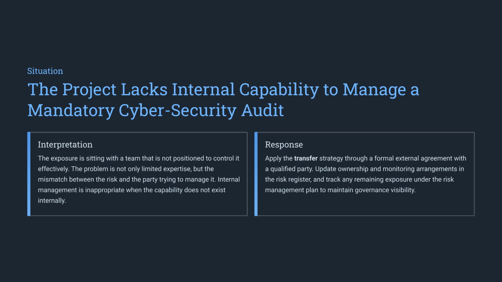When a project lacks internal capability for a mandatory audit, don't force it. The appropriate response is a transfer strategy. Formally engage a qualified third party and update your risk register to maintain clear governance.